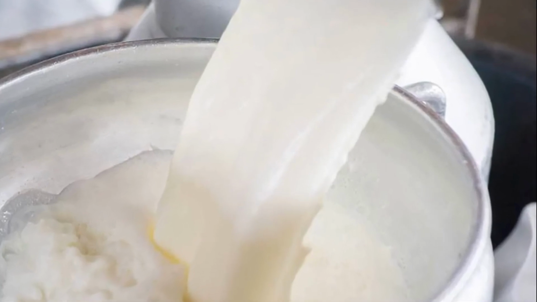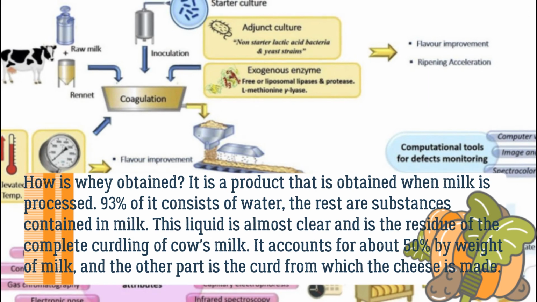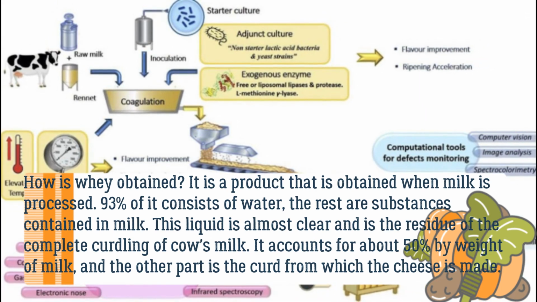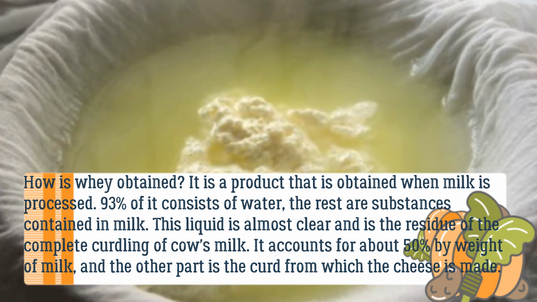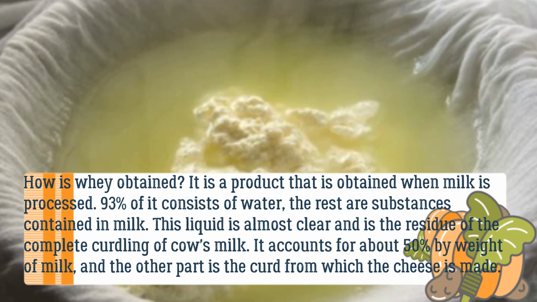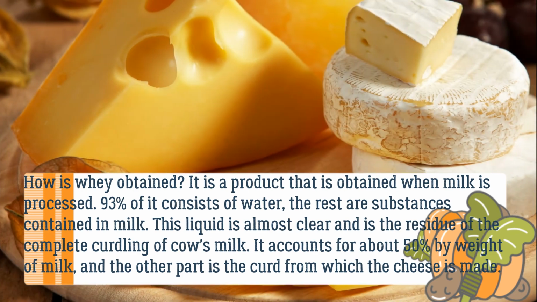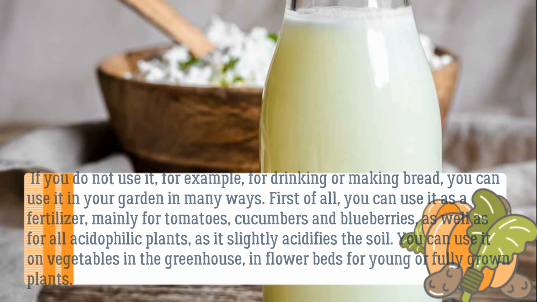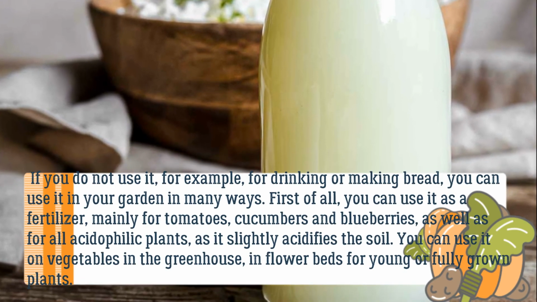How is whey obtained? It is a product that is obtained when milk is processed. 93% of it consists of water, the rest are substances contained in milk. This liquid is almost clear and is the residue of the complete curdling of cow's milk. It accounts for about 50% by weight of milk, and the other part is the curd from which the cheese is made. If you do not use it, for example, for drinking or making bread, you can use it in your garden in many ways.